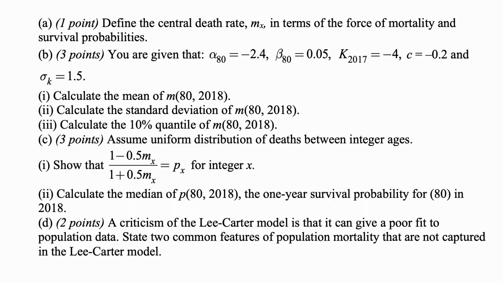Part C tells us to assume uniform distribution of deaths between integer ages, and we are asked, in part 1, to show that 1 minus 1/2 m x divided by 1 plus 1/2 m x is equal to p x for integer x. Part 2 asks us to calculate the median of p of 80, 2018, the 1-year survival probability for an 80-year-old in 2018. Part D says, a criticism of the Lee-Carter model is that it can give a poor fit to population data. State 2 common features of population mortality that are not captured in the Lee-Carter model.